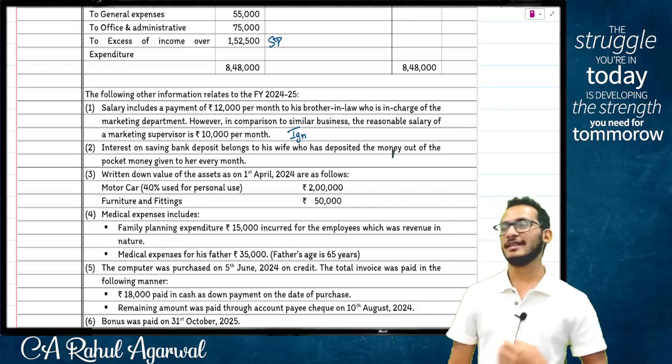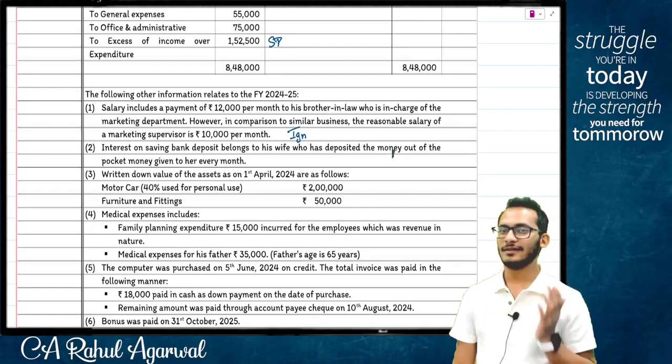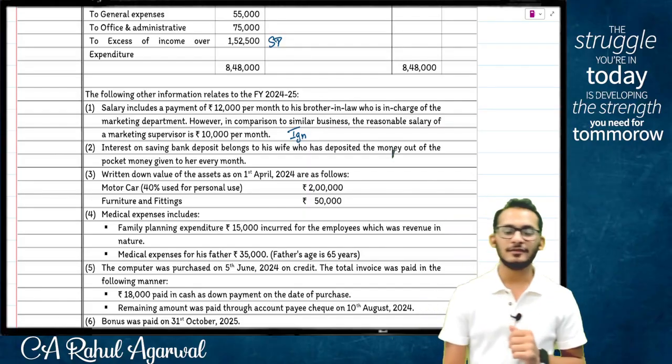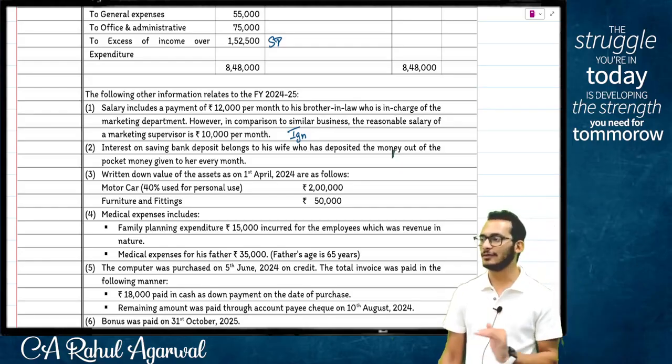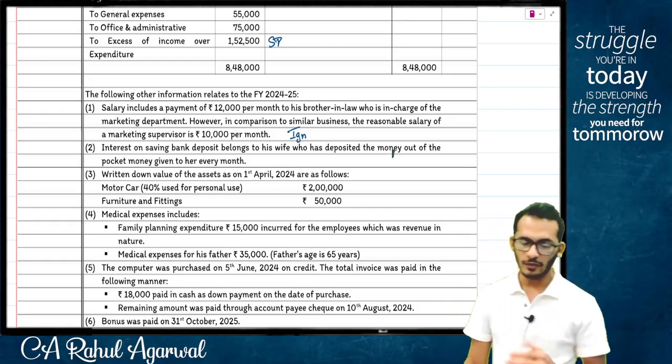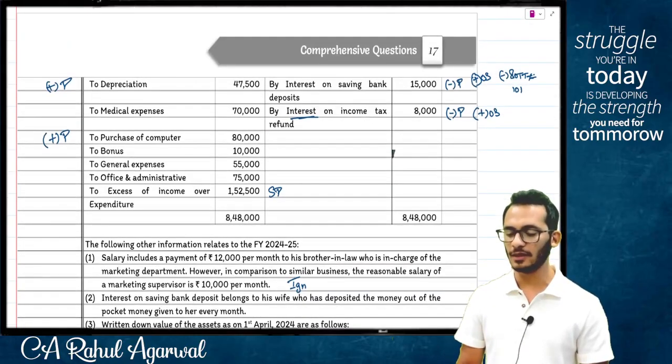So it is never to be disallowed. Amount remains as it is. Brother-in-law is not a relative, and therefore any payment made to him, even if it is above market value, does not matter. Move forward. I have interest on savings bank deposit belonging to wife who has deposited the money out of pocket money given to her every month.